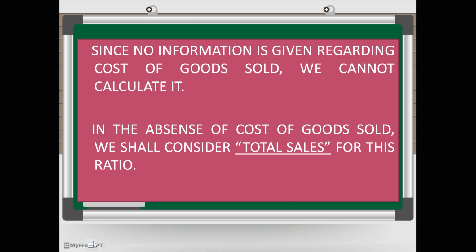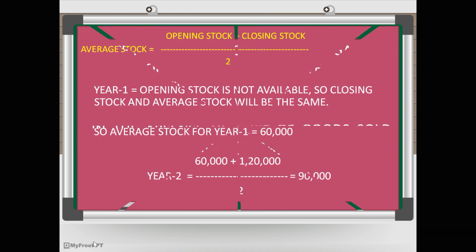So that is settled. We will replace cost of goods sold with total sales. And we have total sales. Total sales તો આપણને ક્વેશ્ચનમાં આપેલું જ છે, so no issues regarding total sales. What about the another component? How to find out average stock? You have got the formula: opening stock plus closing stock divided by 2.